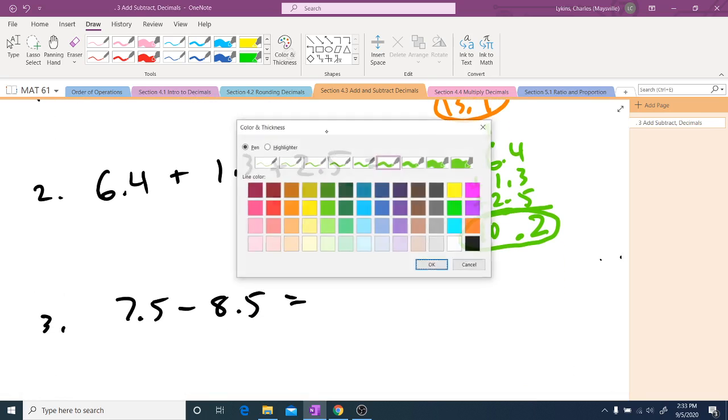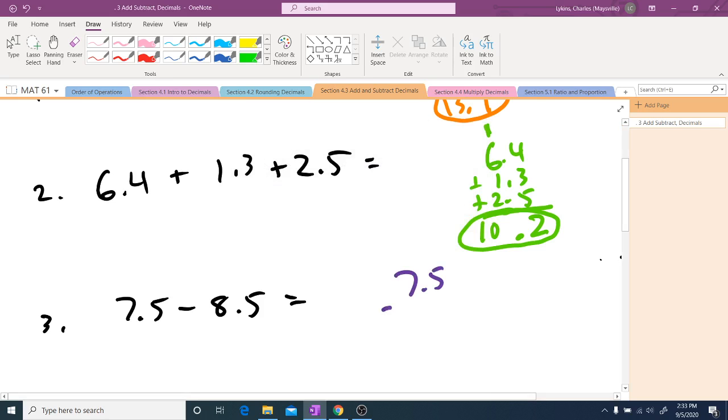Subtraction. Subtraction we treat the same way. 7.5 minus 8.5. Now, we can go over here. I could make this, flip it, subtract it, and then since I flip my signs, I have to add that negative. You do opposite. Because remember, 5 minus 5 is 0, but then think about this, 7 minus 8.